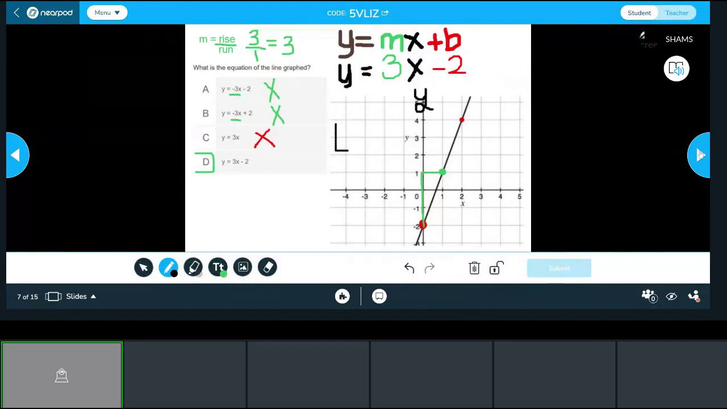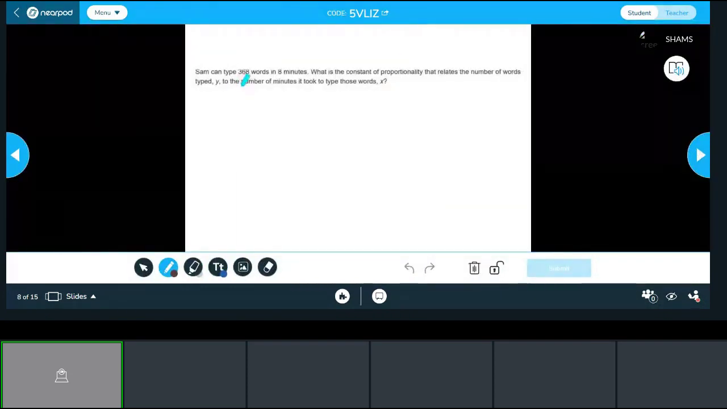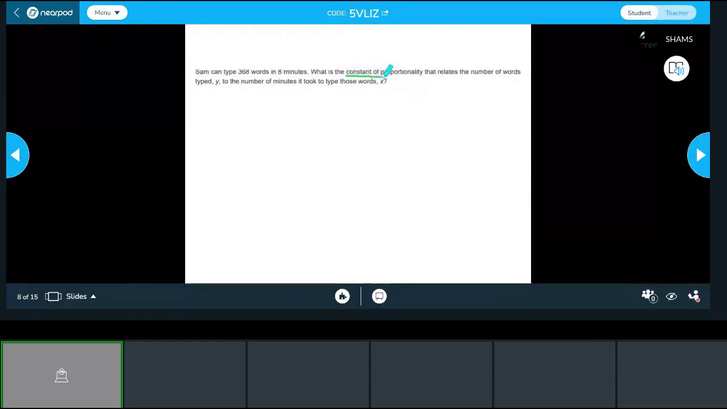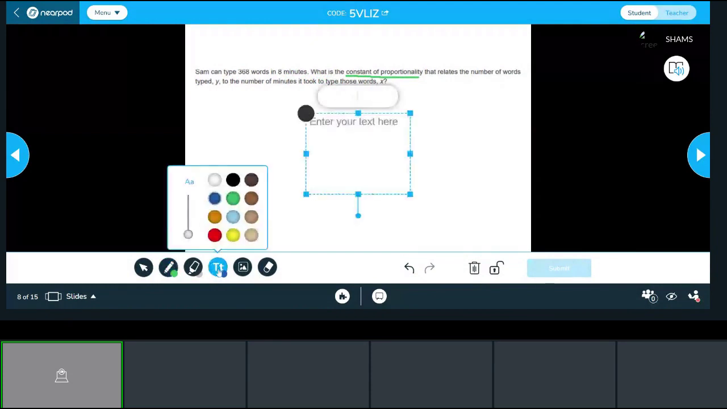Let's go ahead, move on, look at the next question. Sam can type 368 words in 8 minutes. So, what is the constant of proportionality that relates the number of words typed y to the number of minutes it took to type the words x? Some key vocabulary words we need to know for this question.